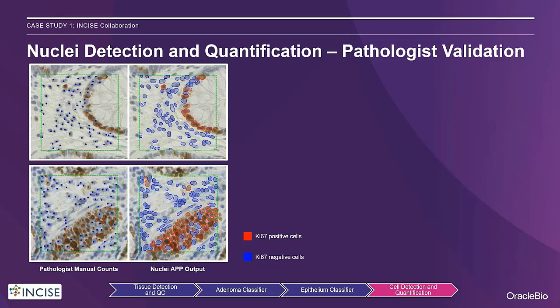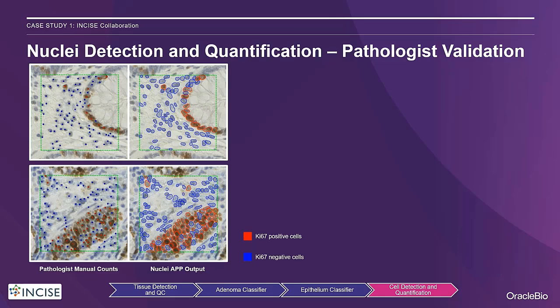And same as with the adenoma classifier, we validated the performance of the cell detection and quantification app using one of our internal pathologists. So for this, we selected 3 small fields of view on 5 random images from our validation dataset. Then we asked one of the pathologists to place a blue dot on every nuclei they considered to be negative and a red dot on every cell they regarded as positive for Ki67. And then we counted them. Again, as before, the pathologists did not have eyes on the actual cell segmentation app, so they were blinded to the performance of our cell detection algorithm.